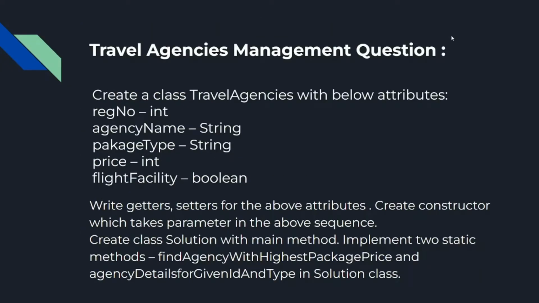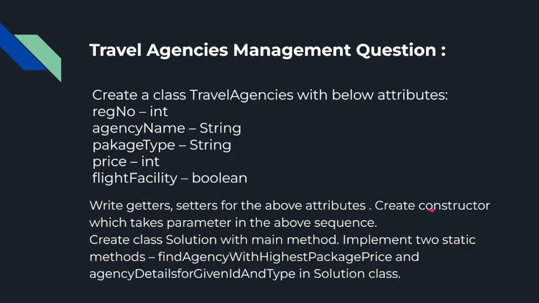Coming to the question, we are going to solve a question on travel agencies management. Here they have asked us to create a class with the name TravelAgencies, and the class should have the below attributes. The attributes are register number, which is of type int, agency name, which is of type String, package type, which is also of type String, price, which is of type int, and flight facility, which is of type boolean. They have asked us to write getters and setters for the above attributes.